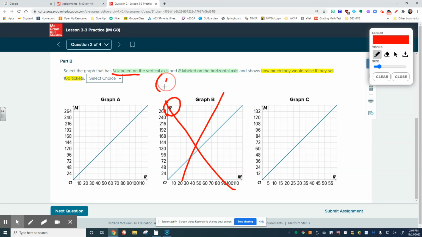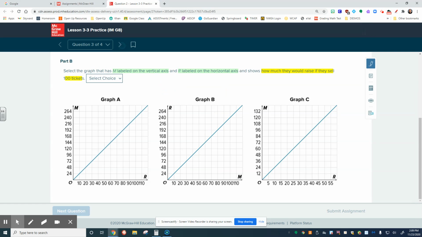How much money would they sell with 100 tickets? Then we know like this, that our ordered pair has to be 100 and then something. What's 100 times that value? And then we have to decide, is that going to be this graph? Or is that going to be this graph over here, which doesn't have that 100? I think that might show you which graph is a better graph to use for this situation.